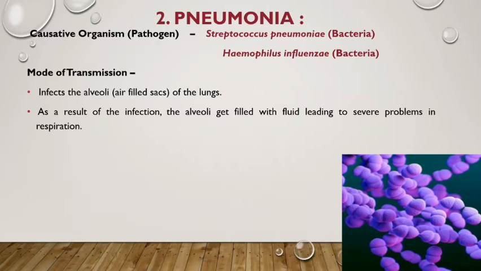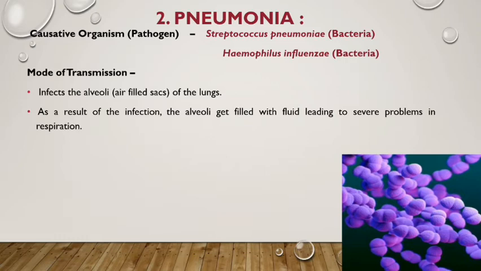Now instead of air, if this fluid captures the space in that alveoli, then the person will obviously feel a very big problem in breathing. So whenever Streptococcus pneumoniae or Haemophilus influenzae infect the person, that person will find it very hard to breathe. They will show some uneasiness, and they will not be able to breathe properly.